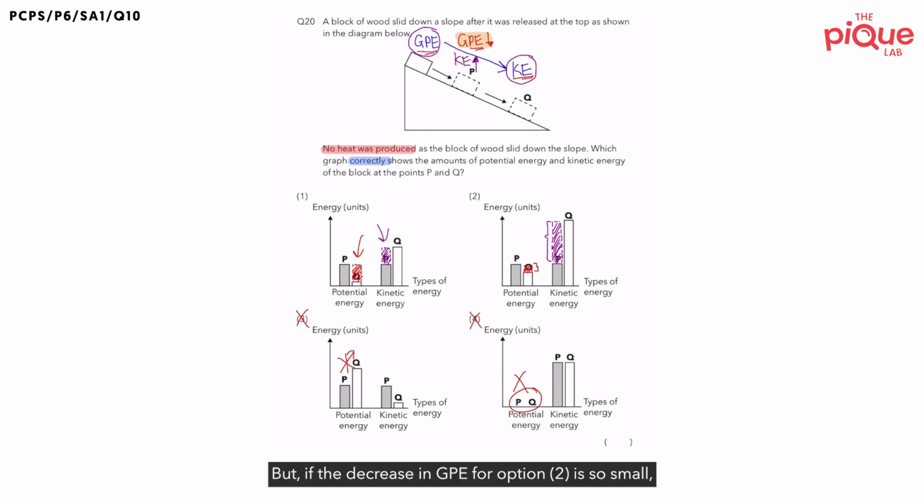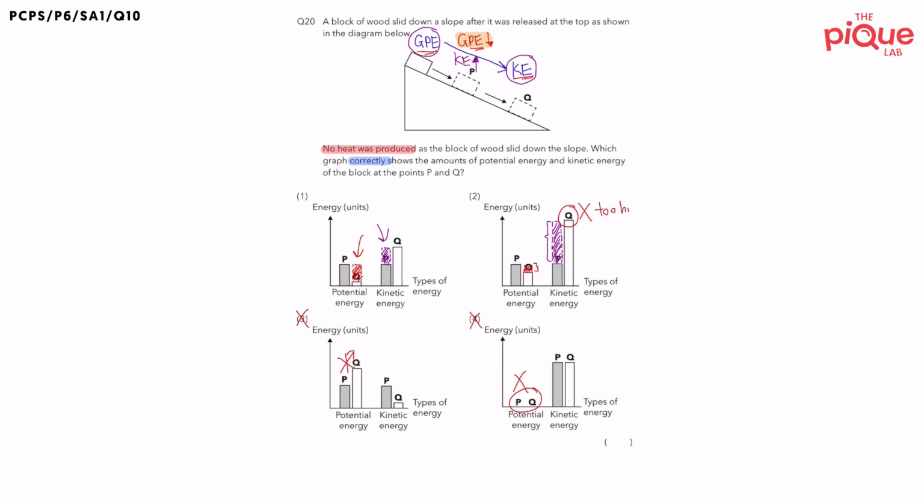But if the decrease in GPE for option 2 is so small, do you think it's possible for the increase in kinetic energy to be so high? No. So I want you guys to circle this out. This is wrong because this is too high. And the reason is because we said earlier, energy cannot be what? Energy cannot be created. So option 2 is out.